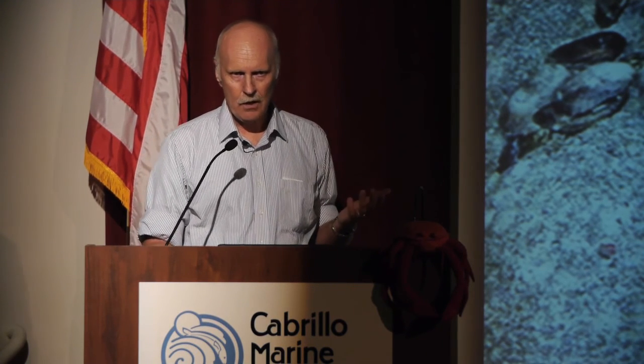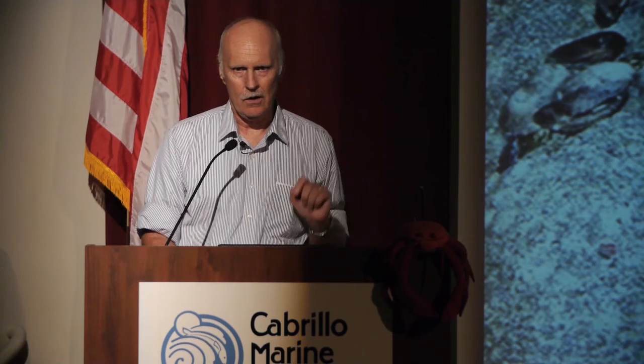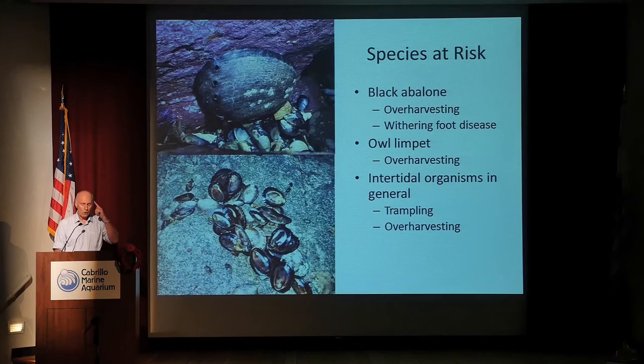And as a result, there are a number of species at risk in the intertidal. I just have two examples here. I showed that picture earlier of all the black abalone that were in the Channel Islands, and there used to be a lot of black abalone along the mainland also. From harvesting and then from withering foot disease, the black abalone are mostly gone. I'll talk about the withering foot disease later. And then we also have owl limpets. This is a pile of owl limpets that probably resulted from somebody harvesting them for bait, for fishing. They pop the owl limpets off the rock and scrape the meat out, and then they use that for bait. And then, as I mentioned, there are impacts from trampling and over-harvesting.